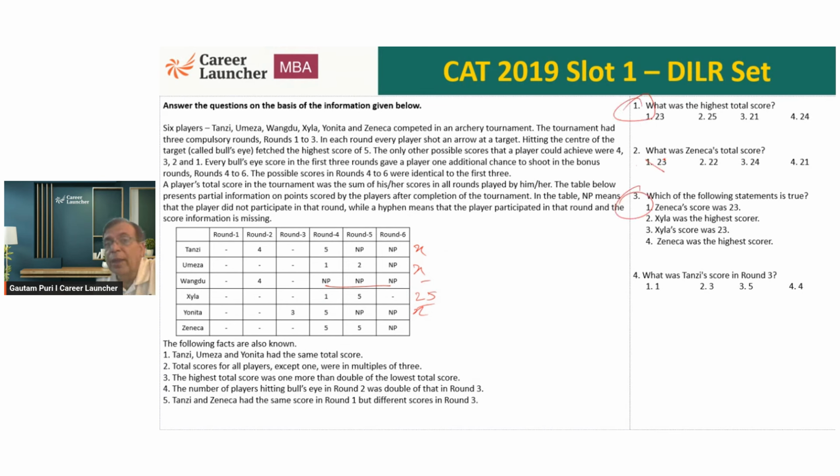Question 2, you can say question 2, Zeneca score has to be a multiple of 3. But this tells me Zeneca in the first 3 rounds, round 1, 2, 3, would have got the score of 5, 5, 1 or 5, 5, 4. In what sequence, it is not clear, but these will be the numbers. Similarly, you can then look at using the last two statements, then you can do it.